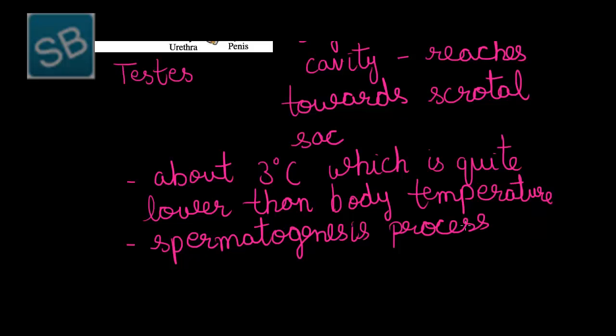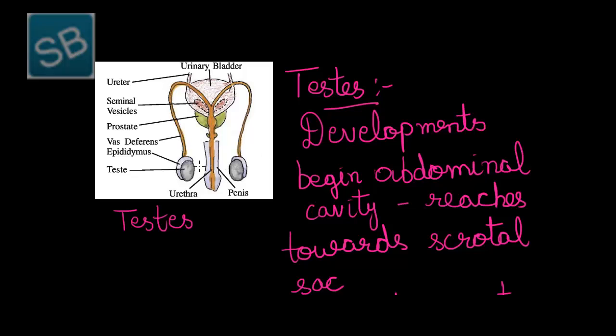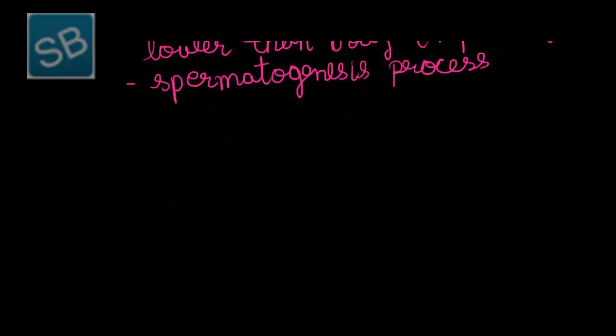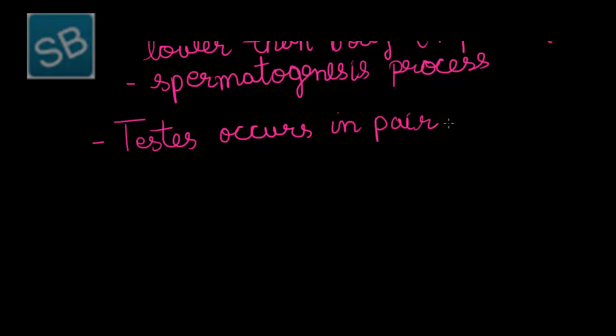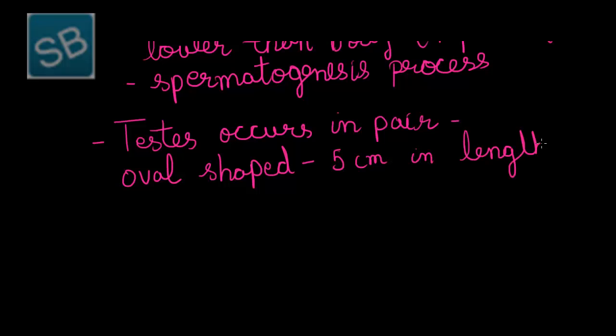Now let us study the structure of the testes. As can be seen from the figure, testes occur in pair within the male and are oval-shaped glands whose diameter is about 2.5 cm while the length is about 5 cm. Thus, testes occur in pair within the male and are oval-shaped, about 5 cm in length and 2.5 cm in diameter.